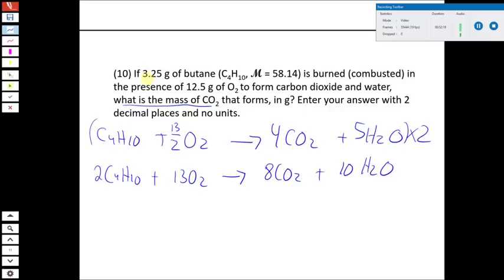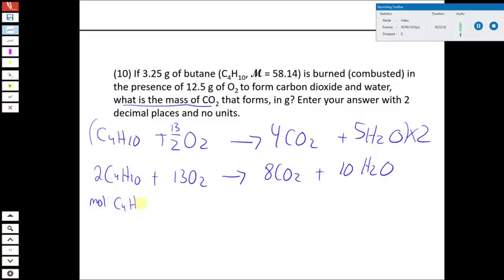masses of both reactants. We told you that you have 3.25 grams of butane. We told you that you have 12.5 grams of oxygen. So because we know the mass of two reactants, more than one, we need to figure out which one of those is the limiting reactant first. All right, so for each reactant, we're going to find the moles.